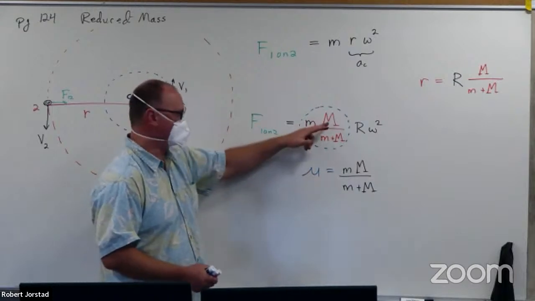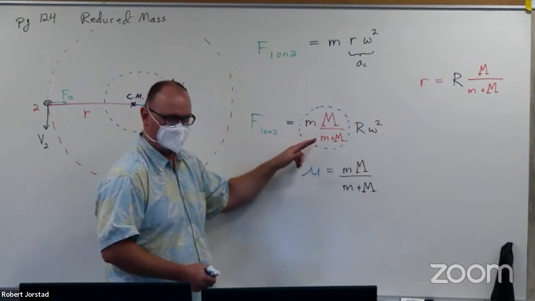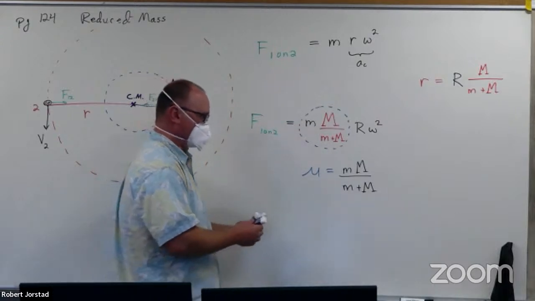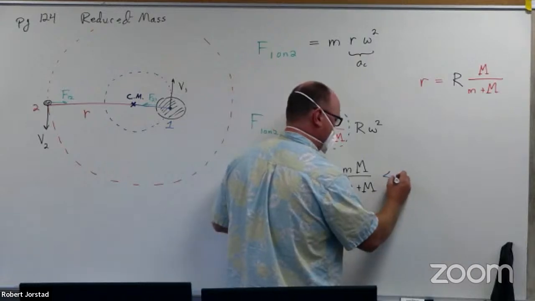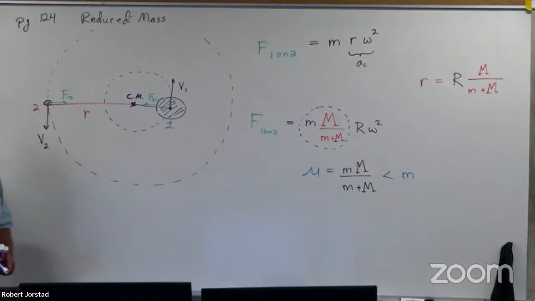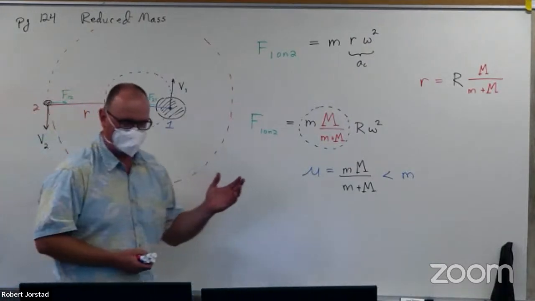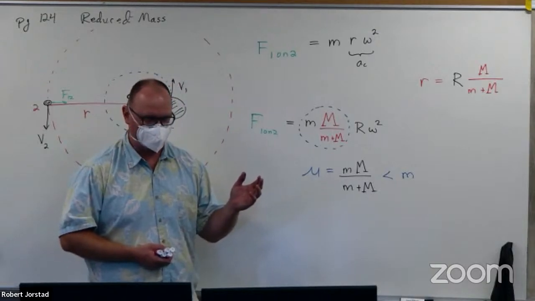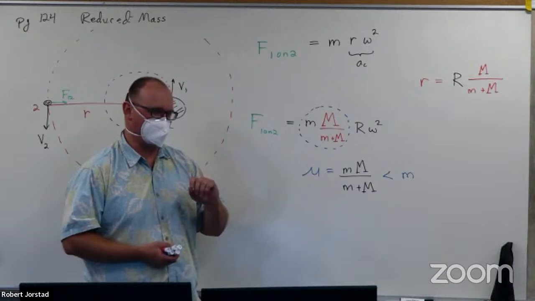Smaller, right? M over m plus some crap is less than m, or is less than 1. So this is a reduced mass. Have you heard about reduced mass in chemistry before? The spectroscopy of the hydrogen atom. At some point you may hear this.